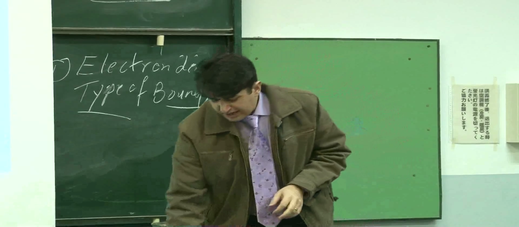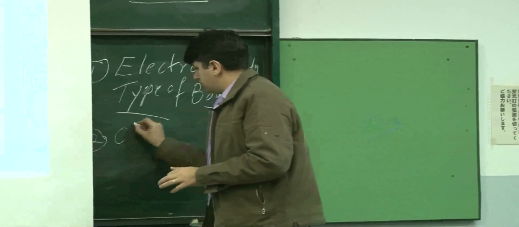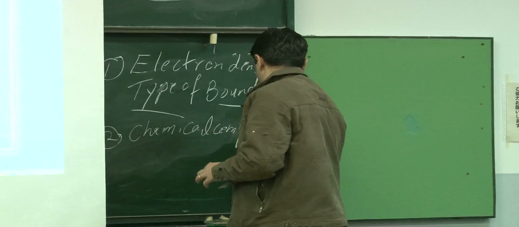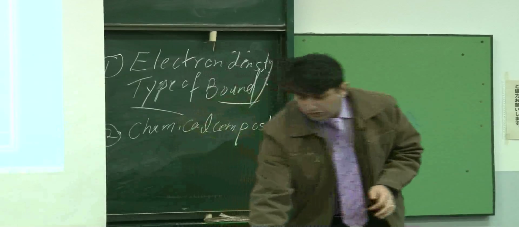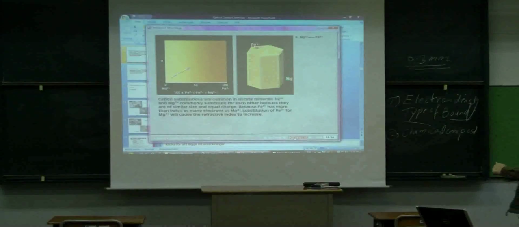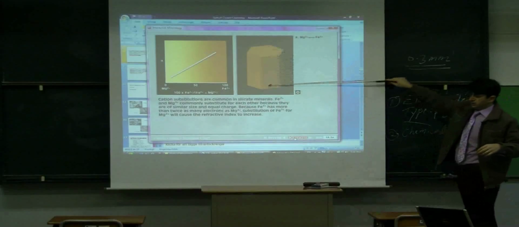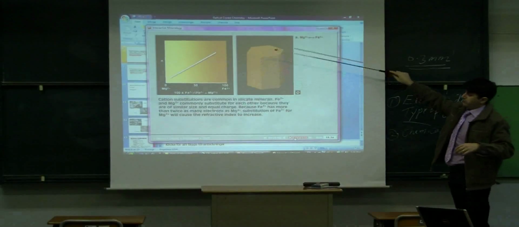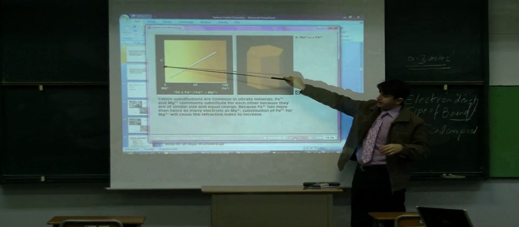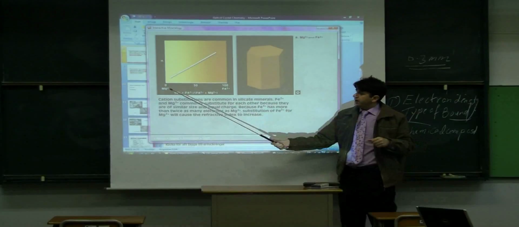Second factor, we have what? Chemical composition. Please take a look here. Chemical composition. We have a crystal of what? Of olivine. Here we have a relation between refractive index and the concentration of ions.